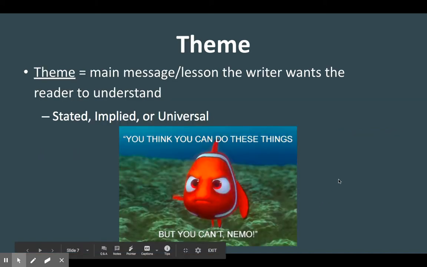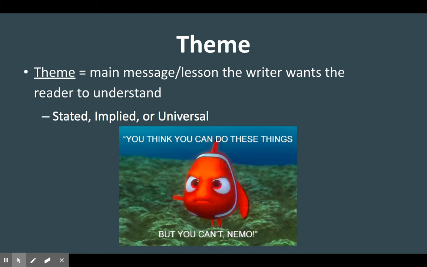And then we have theme. So we're going to get into theme later on, but theme is the main message or lesson that the writer or author wants you to understand as a reader. So this can be outright stated. Sometimes an author will state in their own words, or maybe they'll have a character say it, they'll title the work of the theme, or they'll have it pretty explicitly stated from what the characters are talking about.